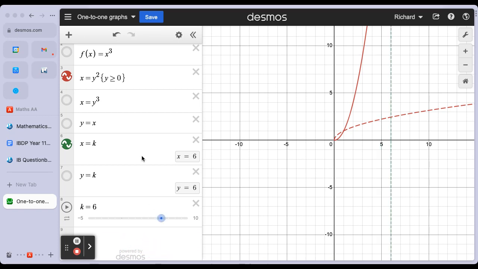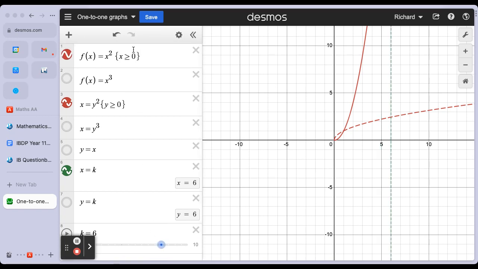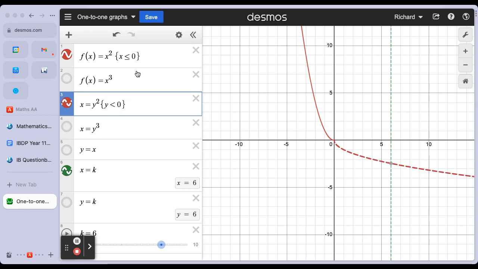Okay? So I chose that to be greater than or equal to 0. I could have made it less than or equal to 0, as long as I make this match up here. There we go. That is also a reflection. Now, I'll keep on talking about reflections and inverses and so on.